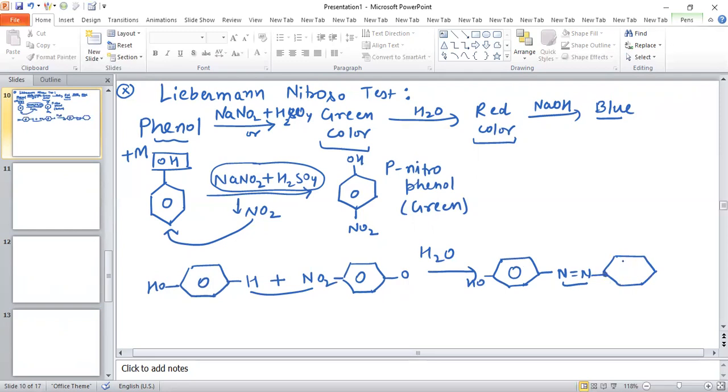You don't need to learn the mechanism. You can easily remember this one. Phenol, when added with this, gives a green color. After addition of water, red color is obtained, and after NaOH, blue color is obtained. So this series you should remember: GRB, green, then red, and then blue. Like GRB Publication, you can go through the GRB books. Liebermann nitroso test is for phenol. So this compound is obtained. The color of this compound is red.